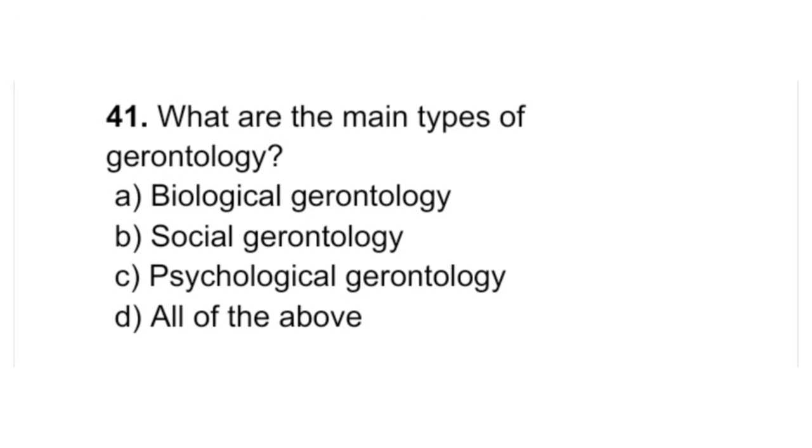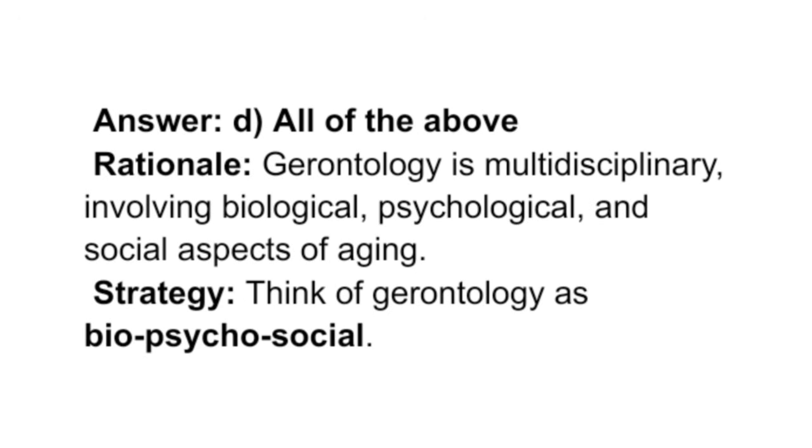41. What are the main types of gerontology? A. Biological gerontology. B. Social gerontology. C. Psychological gerontology. D. All of the above. Answer: D. All of the above. Rationale: gerontology is multidisciplinary, involving biological, psychological, and social aspects of aging. Strategy: think of gerontology as biopsychosocial.